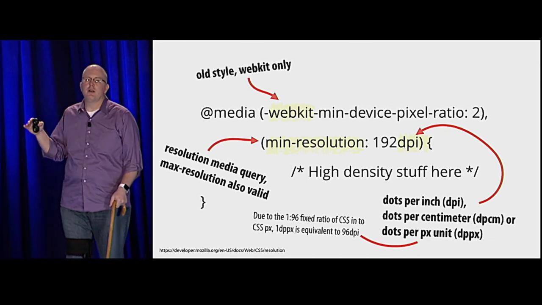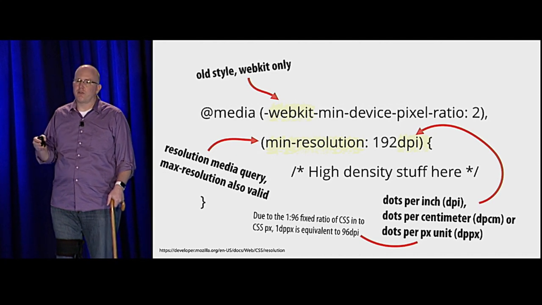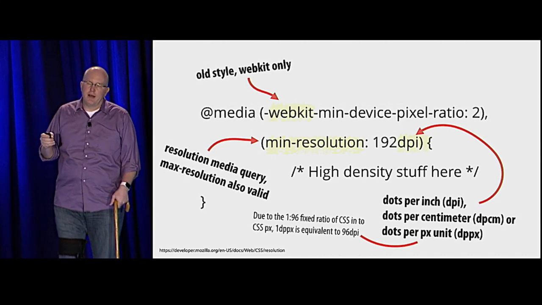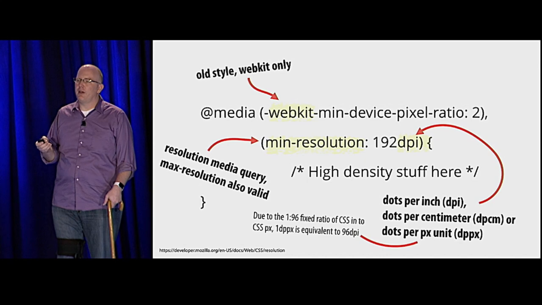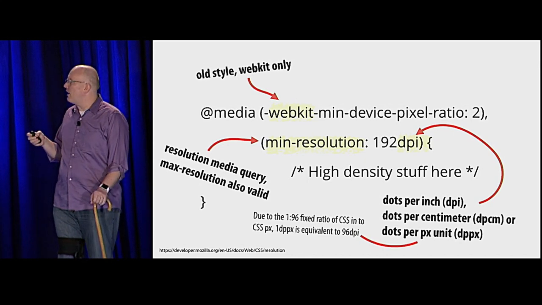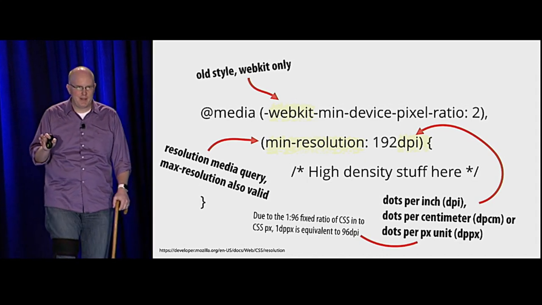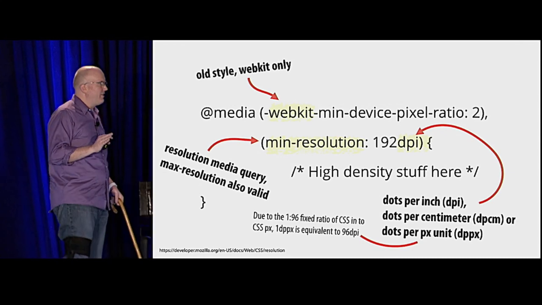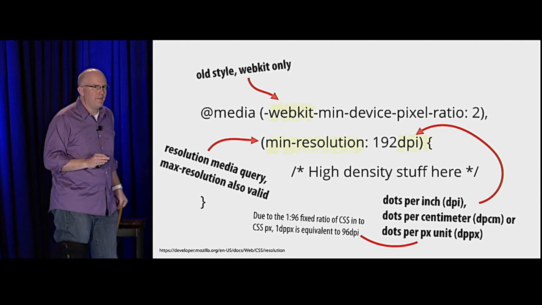But for the most part, you're going to use min resolution and max resolution. That's actually the new syntax. And then you declare dots per inch or dots per centimeter or dots per pixel unit. Now, the dppx thing really confused me for a while.